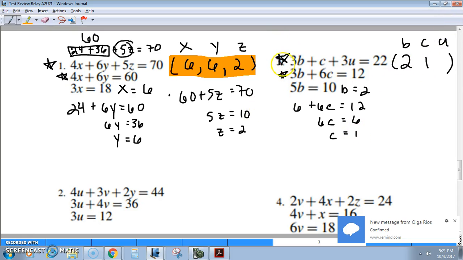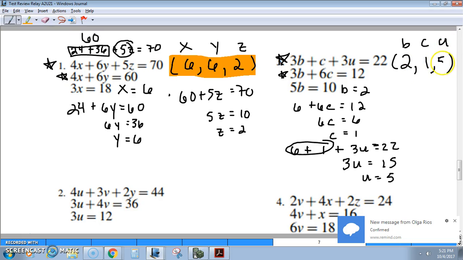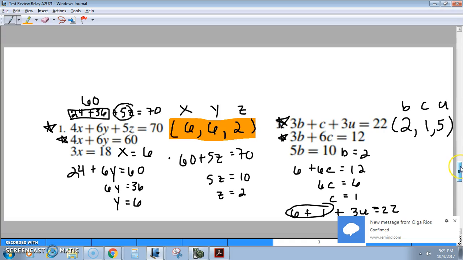And then let's rewrite this third equation. 3 times B is 6, plus C is 1, plus 3U equals 22. So I'm going to subtract 7 from both sides because 6 plus 1 is 7, and that would give me 3U equals 15. So U is 5. So I have 2 and 1 and 5.